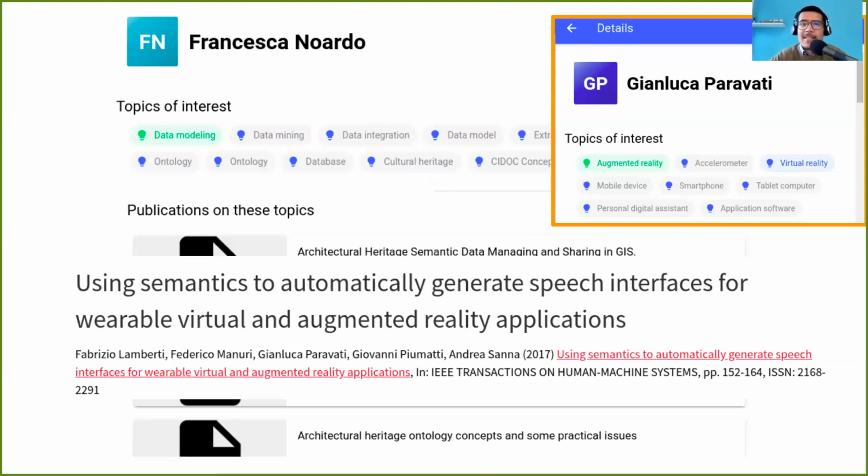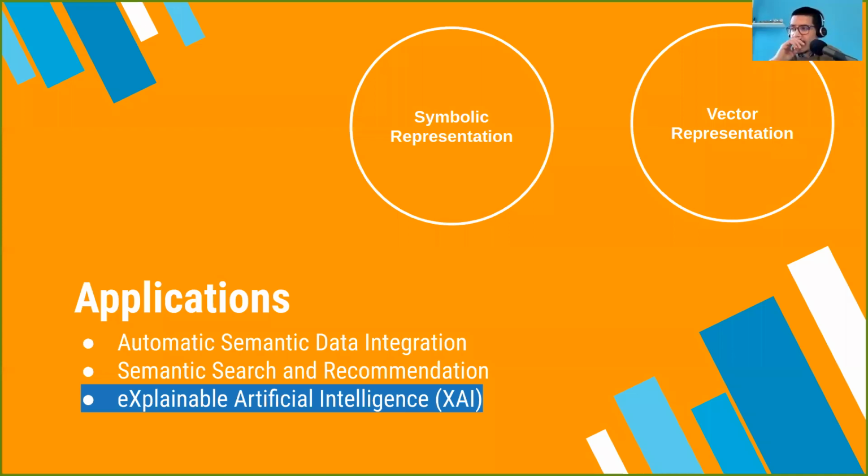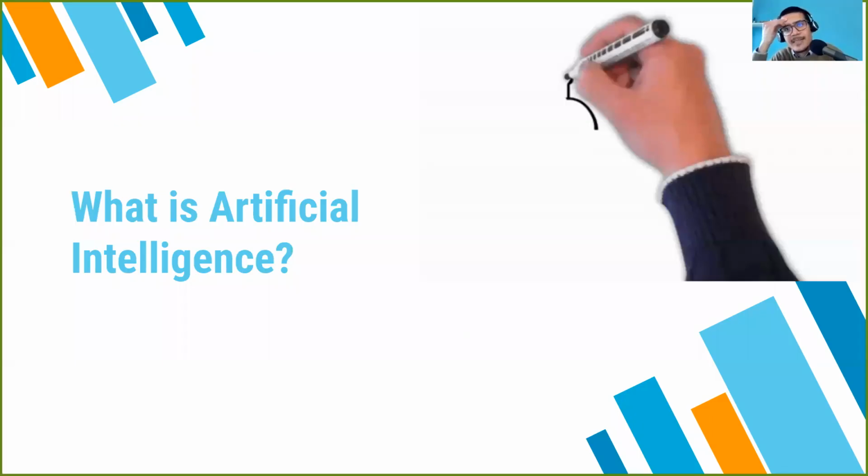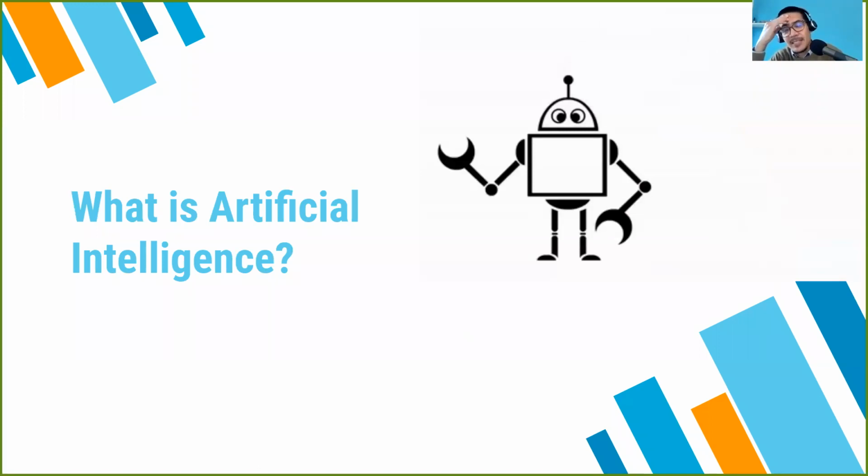So finally, I will show you how my reflections related to the hybrid technologies that include symbolic and vector representation to create explainable artificial intelligence. So we should start with the idea of artificial intelligence. So what is artificial intelligence? Well, from my perspective, the definition of artificial intelligence is closest to knowledge graph.